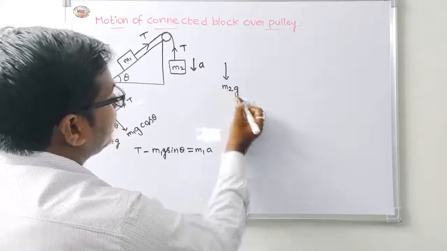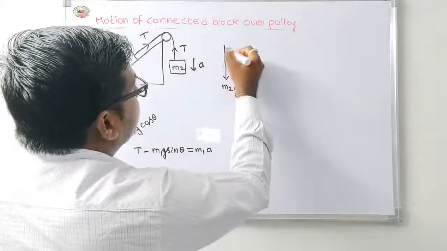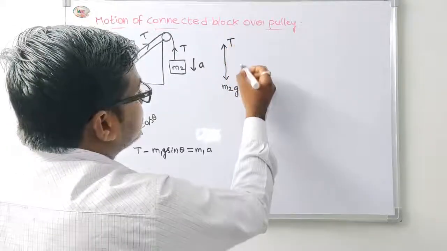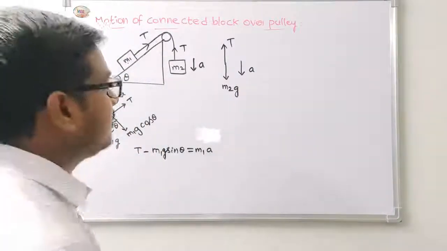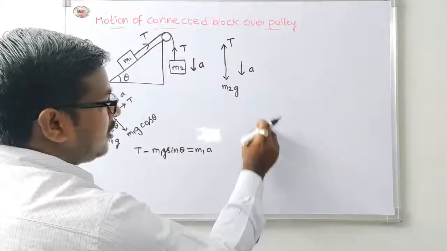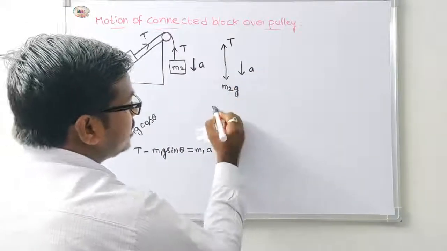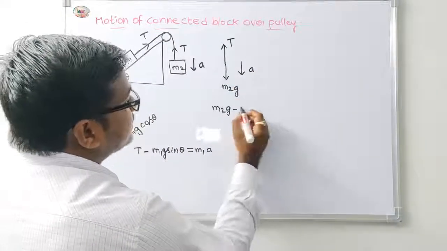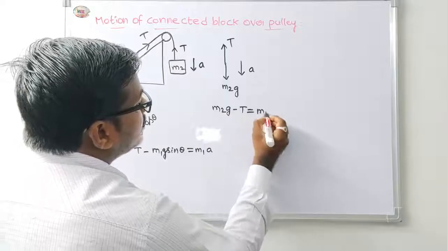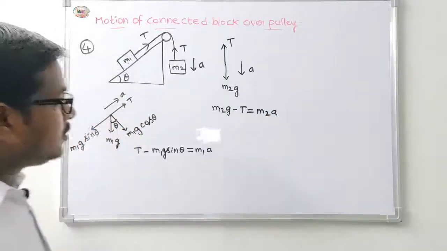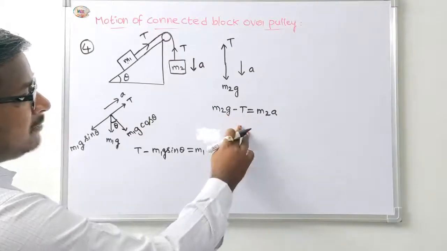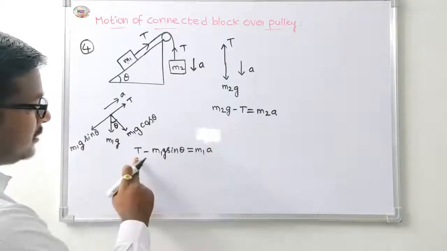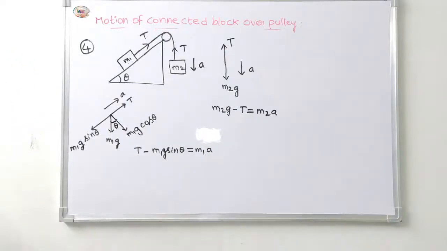M2G is acting in the downward direction, the tensile force is acting in the upward direction, and the acceleration is acting in the downward direction. So M2G minus T is equal to M2A. Then T is equal to M2G minus M2A. Substitute this value in place of T to find the acceleration.